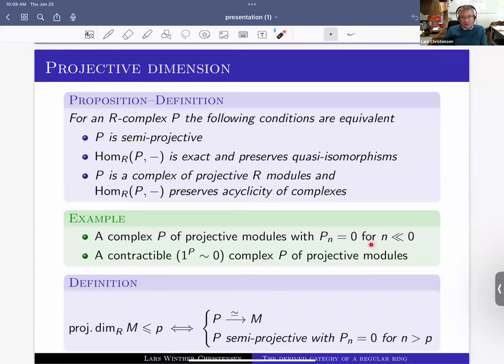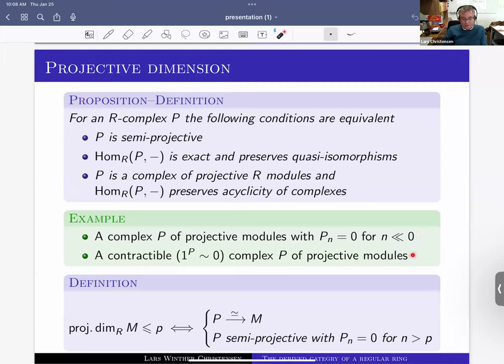In this setting, we would usually think of a module as a complex that sits in degree zero. And then when you start resolving, because we're using homological notation, you're building out towards the left, and nothing happens on the right-hand side, you just have all zeros. So the kind of complexes that one is used to thinking of as a projective resolution are still semi-projective complexes. And then the other one might seem trivial.